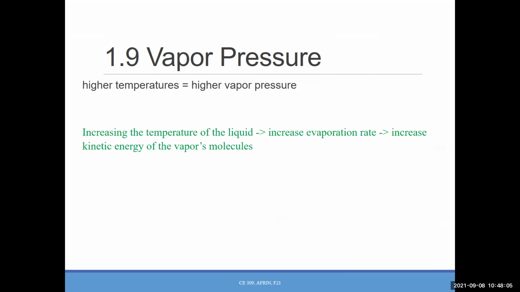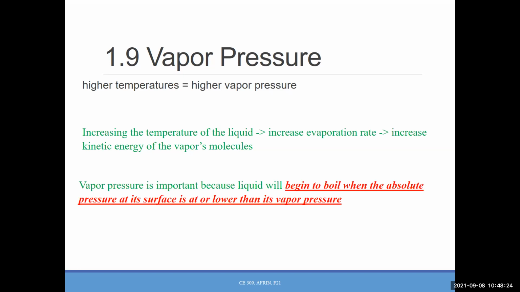So higher temperature, higher vapor pressure, because you already know that as you increase the temperature, more molecules will get evaporated and condensed, and that's why they will create more vapor pressure. Okay, so I'm not starting the cavitation. I will start that next class and I will stop here. Just to remind you, vapor pressure is very important because at that pressure, water will start boiling.